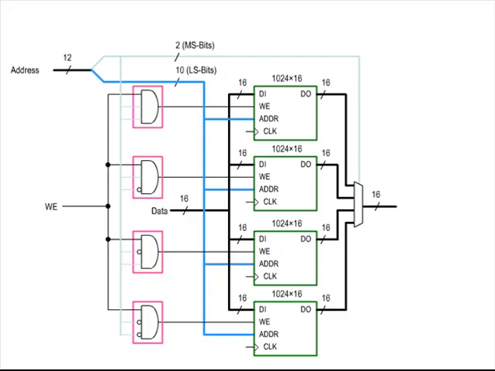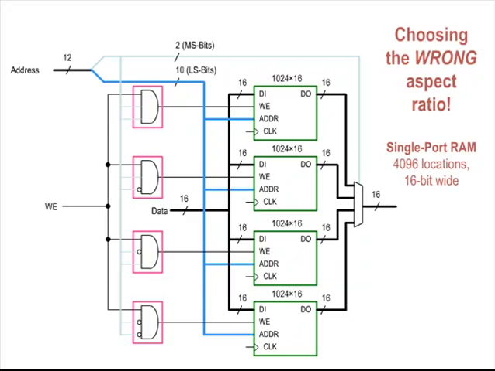So this slide shows you the 4K by 16 memory. In this case, the wrong aspect ratio was chosen. Choosing the wrong aspect ratio can waste resources and hurt your timing. In this case, we're building a memory that requires 4 block RAMs. We chose to segment the memory so that only one of the block RAMs was being used at a time, so all 16 bits come from 1 block RAM at a time.